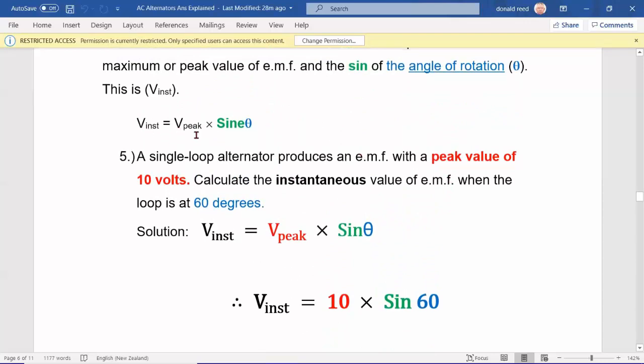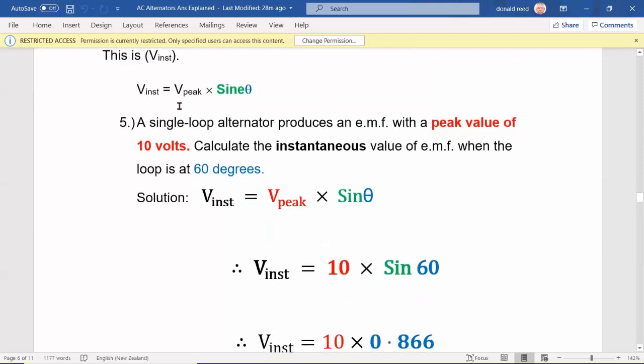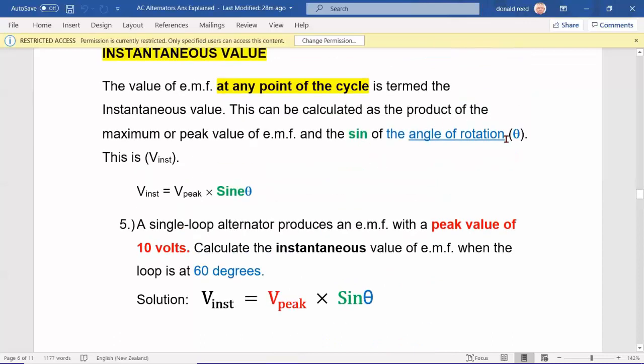So V instantaneous equals V peak multiplied by the sine of theta. Theta is the angle of rotation.